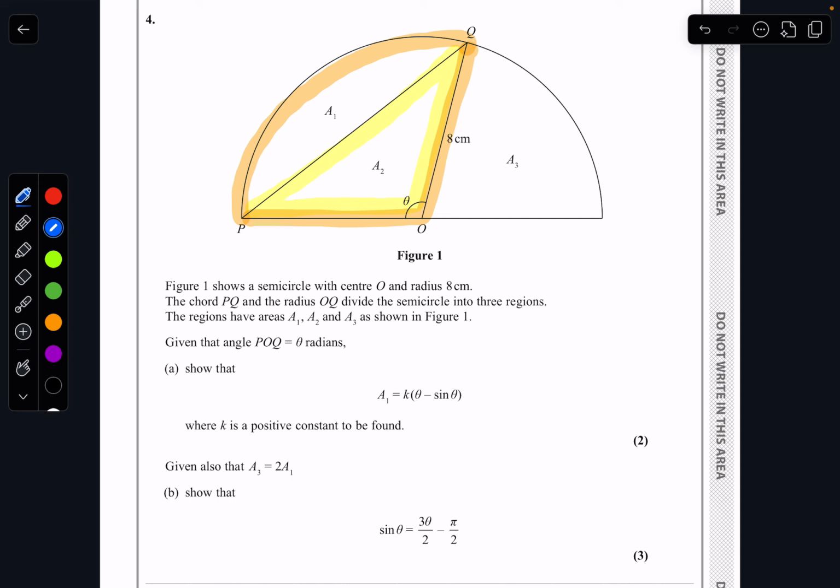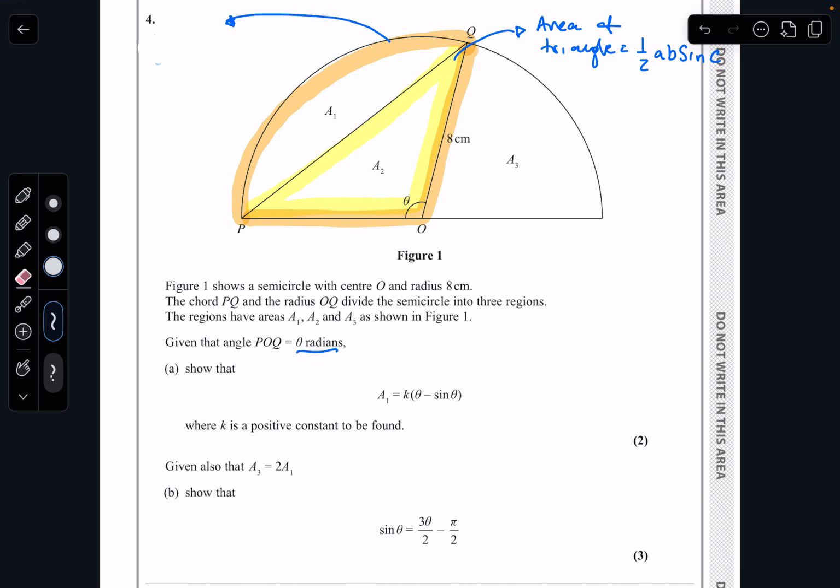So the area of the sector can be calculated by doing the following: a half r squared theta. So this is the formula that we can use in this case, given that our angle is in radians. And the area of the triangle can be calculated by using a half ab sine C. So let's try to calculate both of them together.